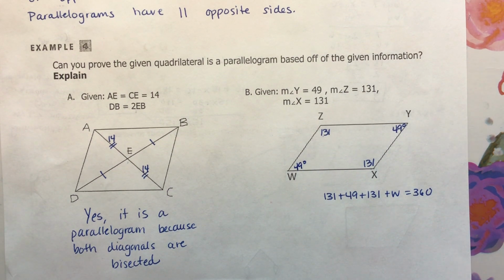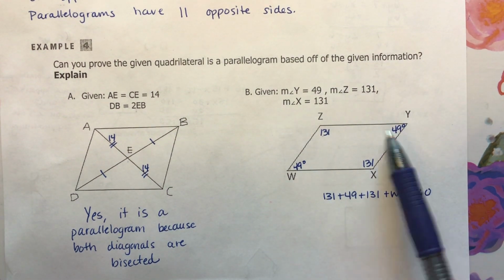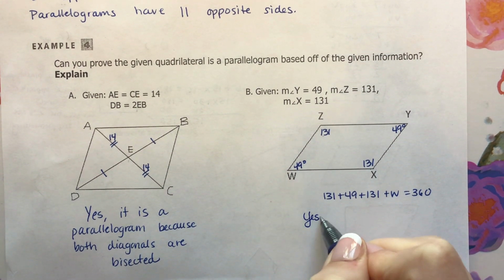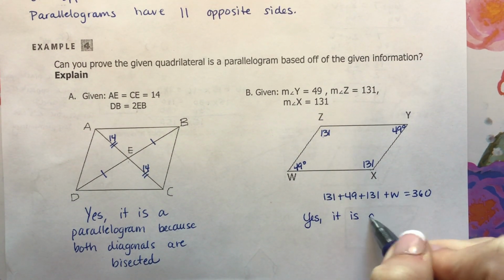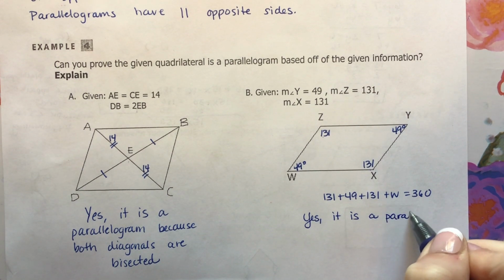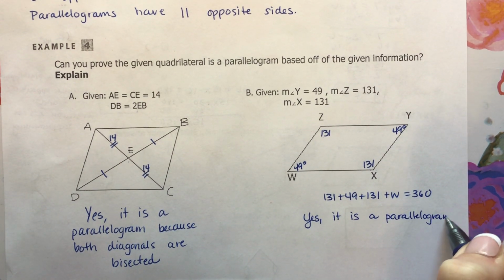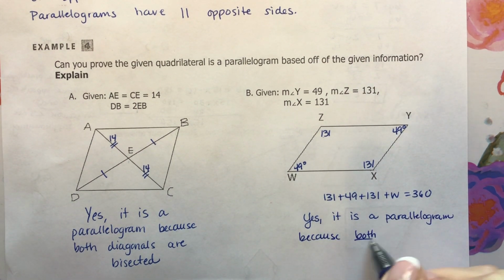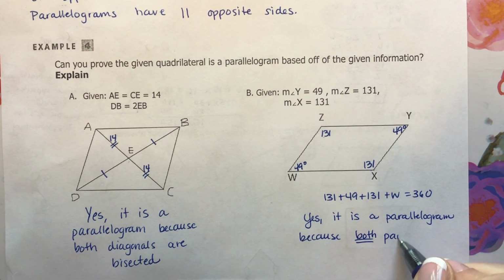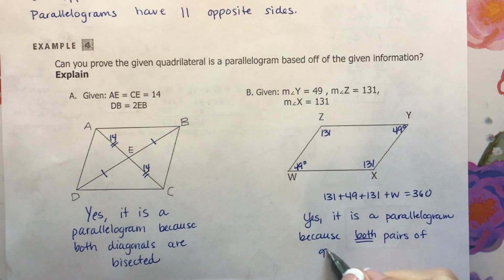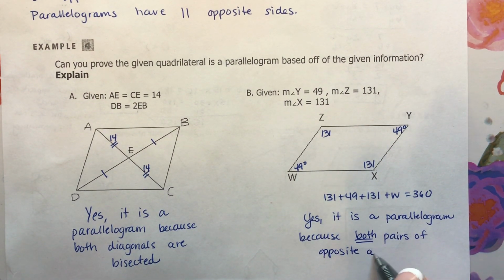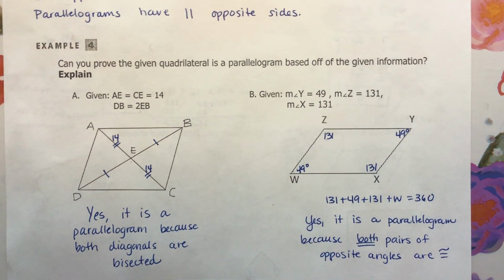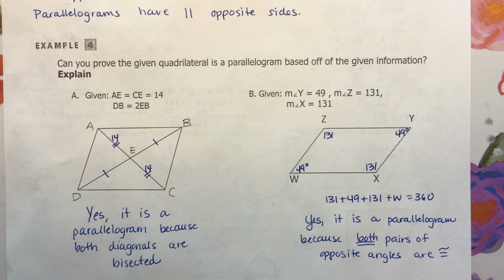I can then conclude, yes, this is a parallelogram because I have two pairs of opposite angles that are congruent. So yes, it is a parallelogram because both pairs of opposite angles are congruent. And there we have it.